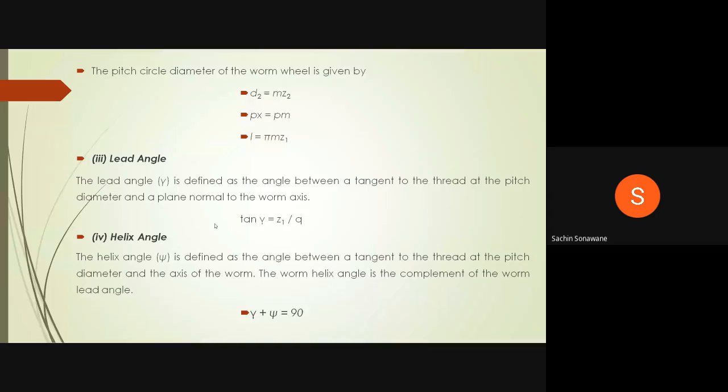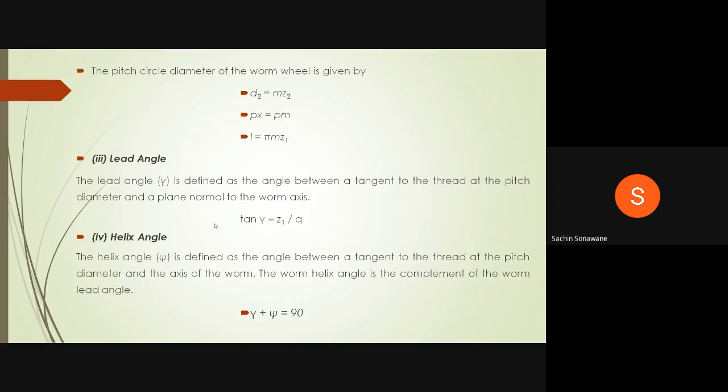Now, lead angle gamma. The lead angle gamma is defined as the angle between a tangent to the thread at the pitch diameter and a plane normal to the worm axis. Therefore, tan of gamma is equal to Z1 upon Q.